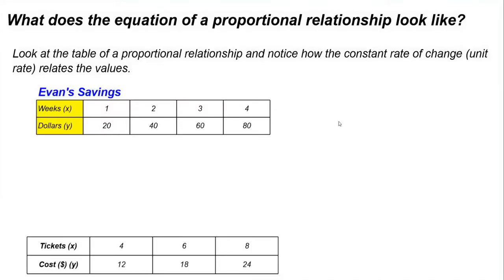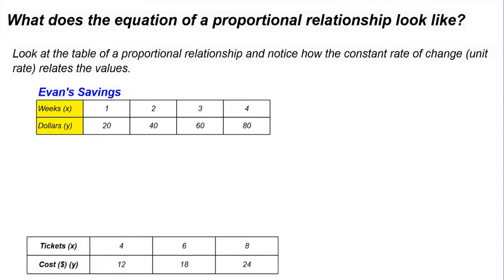So let's take a look back at some tables of proportional relationships we've seen before. We're going to look at the tables and notice how the constant rate of change, that unit rate, relates to the values. So again, this goes back to that unit rate. The unit rate is really a critical piece in any proportional relationship. That's the key thing that we keep talking about. It is important. We see it in the table, we see it in the graph, and we're going to see here in a minute that we're going to see it in the equation as well. So finding the unit rate first is critical.